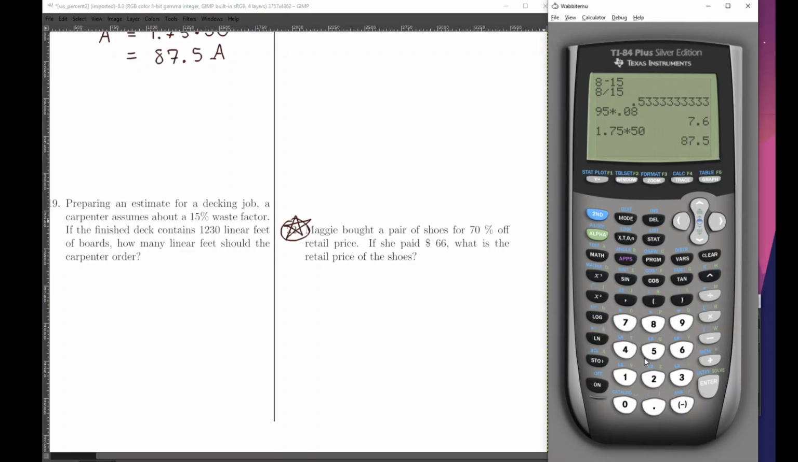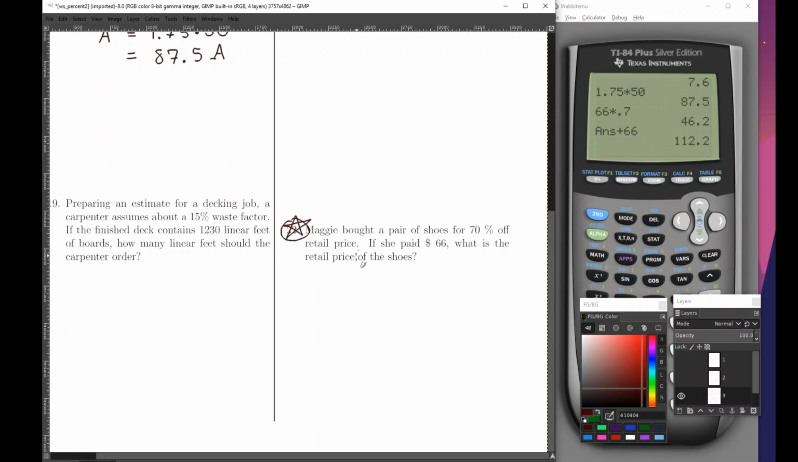Oh, well, I mean, that's simple enough. We take 66, we multiply it by 0.7, we'll get that, and then we add it back to 66. 112 bucks. No. That's not what we do. Nope. That's not what the question's asking. That would be saying, what's 70% tax on $66? That's the wrong order of operations.